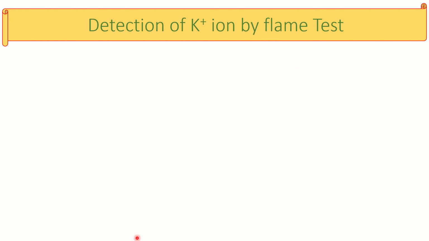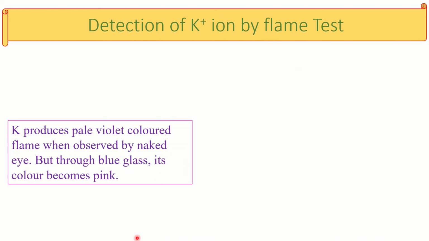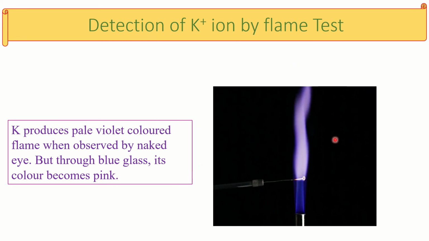Detection of potassium ion by flame test. Here also any kind of potassium salt is taken, and potassium produces pale violet colored flame when observed by naked eye, but through blue glass its color becomes pink. We remember, potassium produces pale violet colored flame by naked eye, by open eye, but through blue glass the color of flame becomes pink. This is the flame color of potassium, pale violet color.